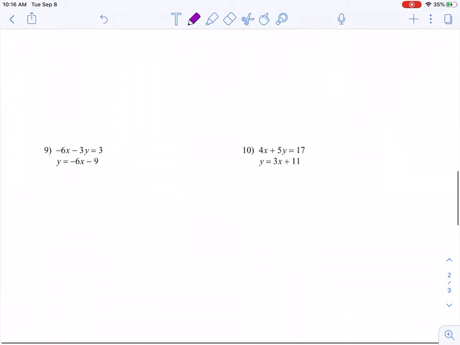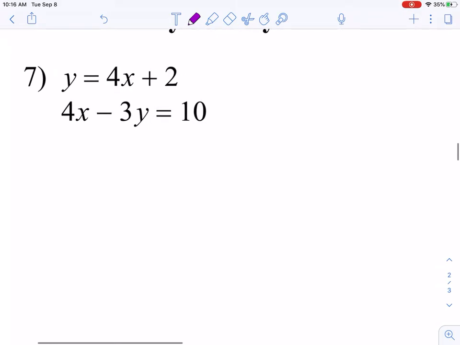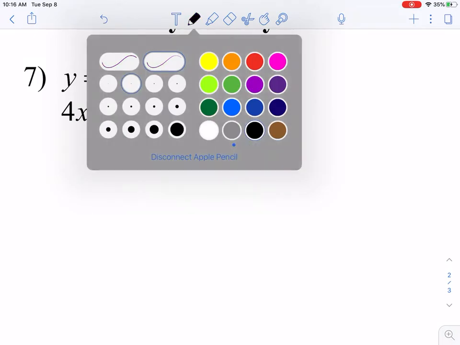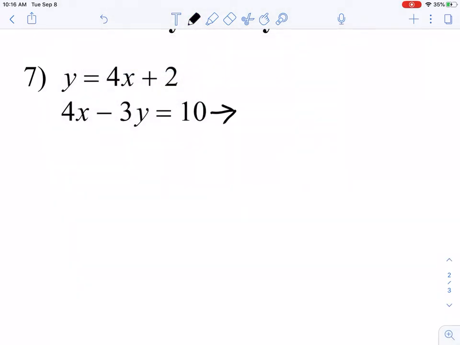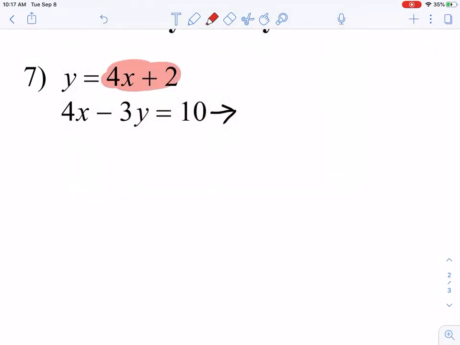All right, we're going to solve each system by substitution, and we are solving for both x and y. So if you watch the way I organize my work, this is like a pretty nice way to keep track of everything. And it's similar to what I've been doing before. So we know that y equals 4x plus 2, so I'm going to replace it in here. So I'm going to say 4x minus 3, and then I'm going to replace the y with 4x plus 2.